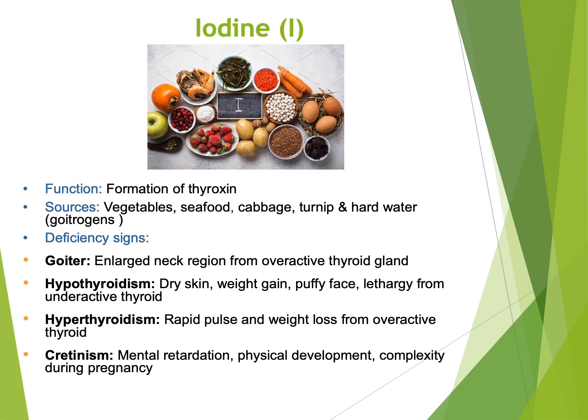Another trace mineral that we need to discuss is iodine. One of its functions is the formation of thyroxine. You can find it in vegetables, seafood, cabbage, turnip, and hard water. Also, a good strategy to consume iodine is to get your sea salt or pink salt already iodized. So this will mean that it already contains iodine. Some of the deficiency signs are goiter, hypothyroidism, hyperthyroidism, and cretinism.